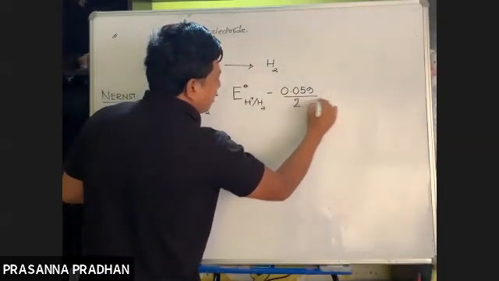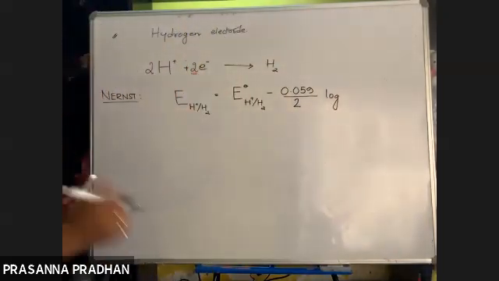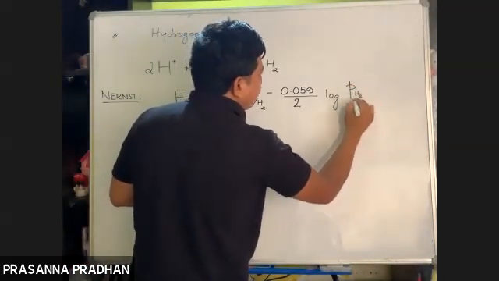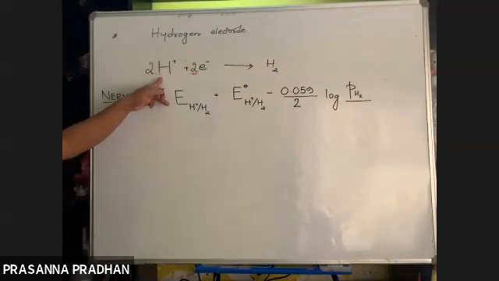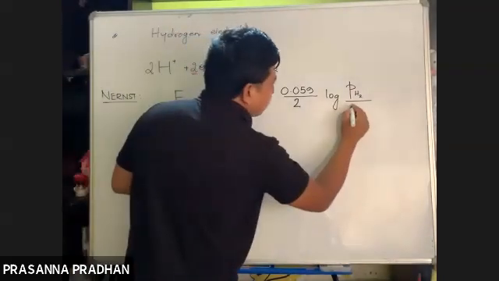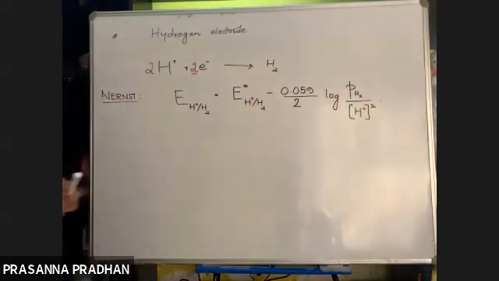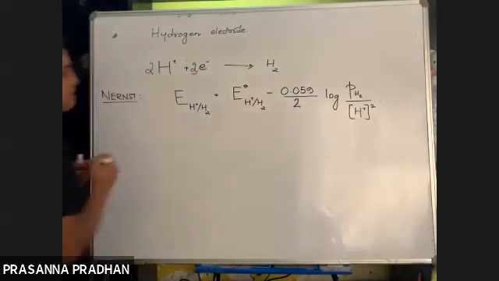So divided by 2 log, as I told you before, since we have a gas out here, for gas, what do we express? We don't write the concentration, rather we measure the partial pressure of hydrogen. In the reactant side, what do you have? I have H positive ion, how many? 2. So I'm going to write H positive ion to the power 2. And from a previous discussion, what is the standard reduction potential for the hydrogen electrode? It's 0.